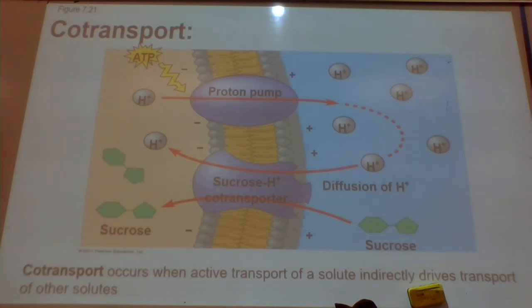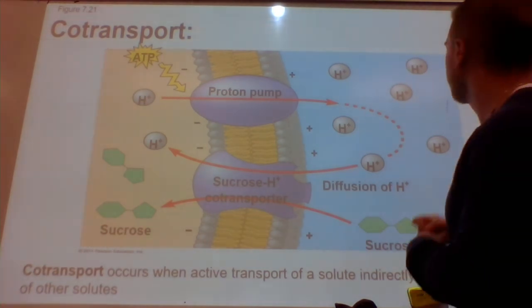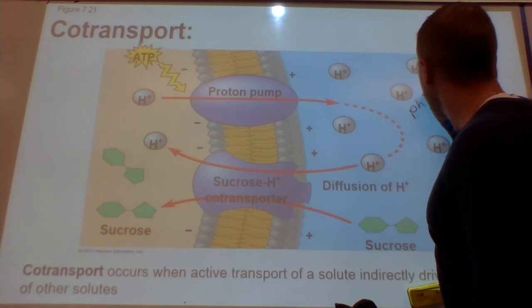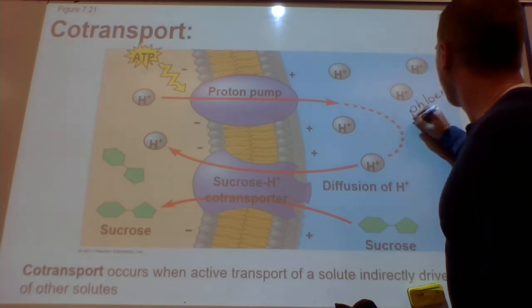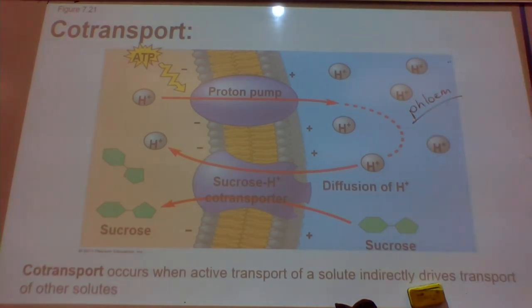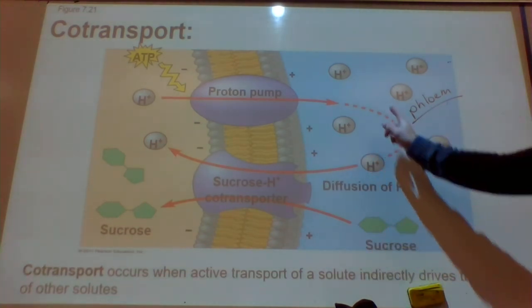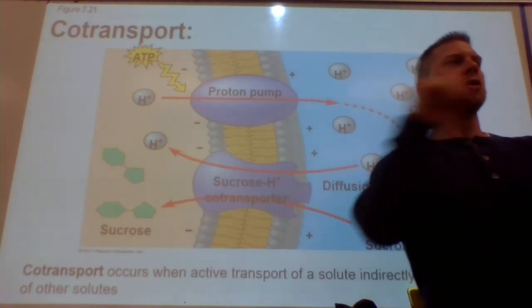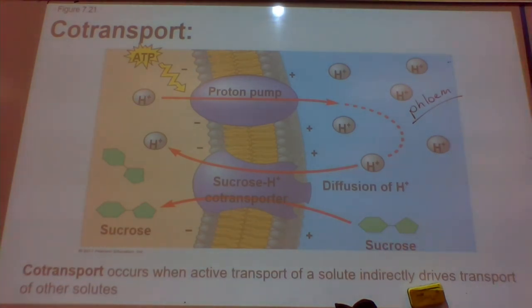Does anybody know the name of the tubes inside of a plant that transport sugar? It's the phloem. The phloem, P-H-L-O-E-M, transports sugar. And this is the method that a plant uses to load all of its sugar into its phloem.